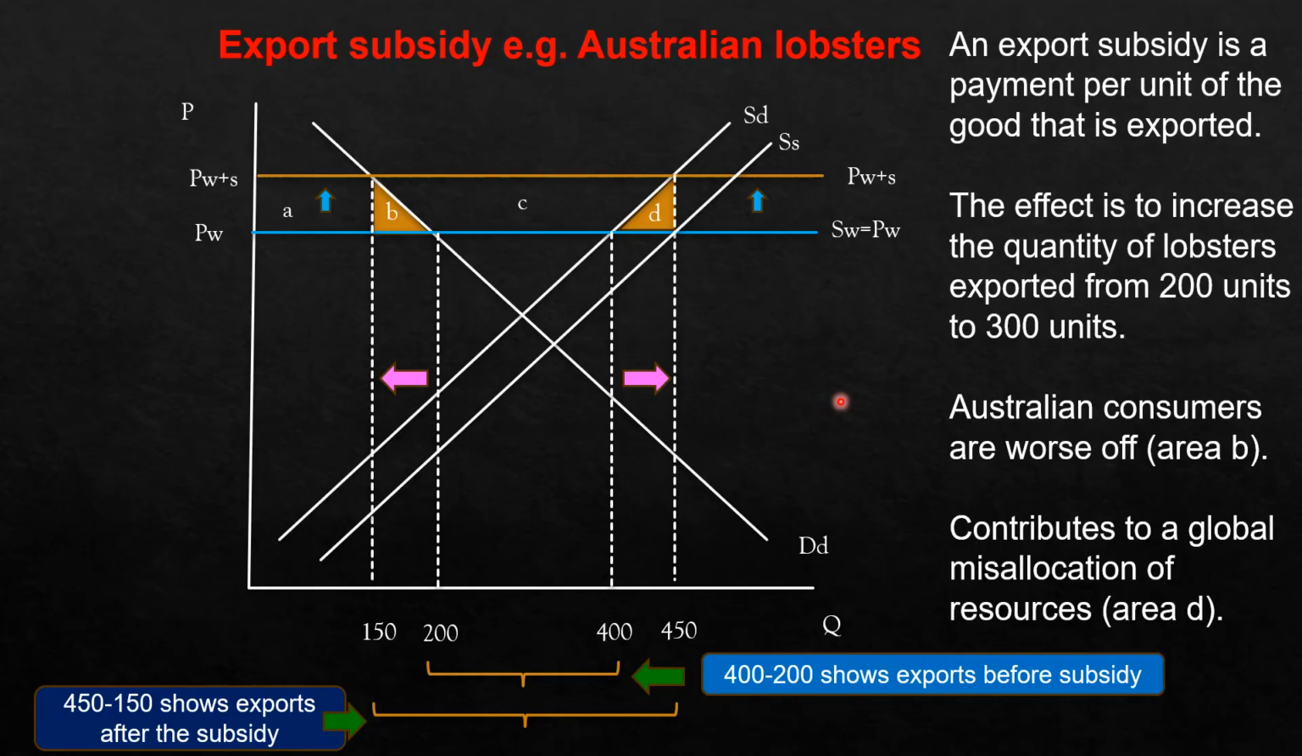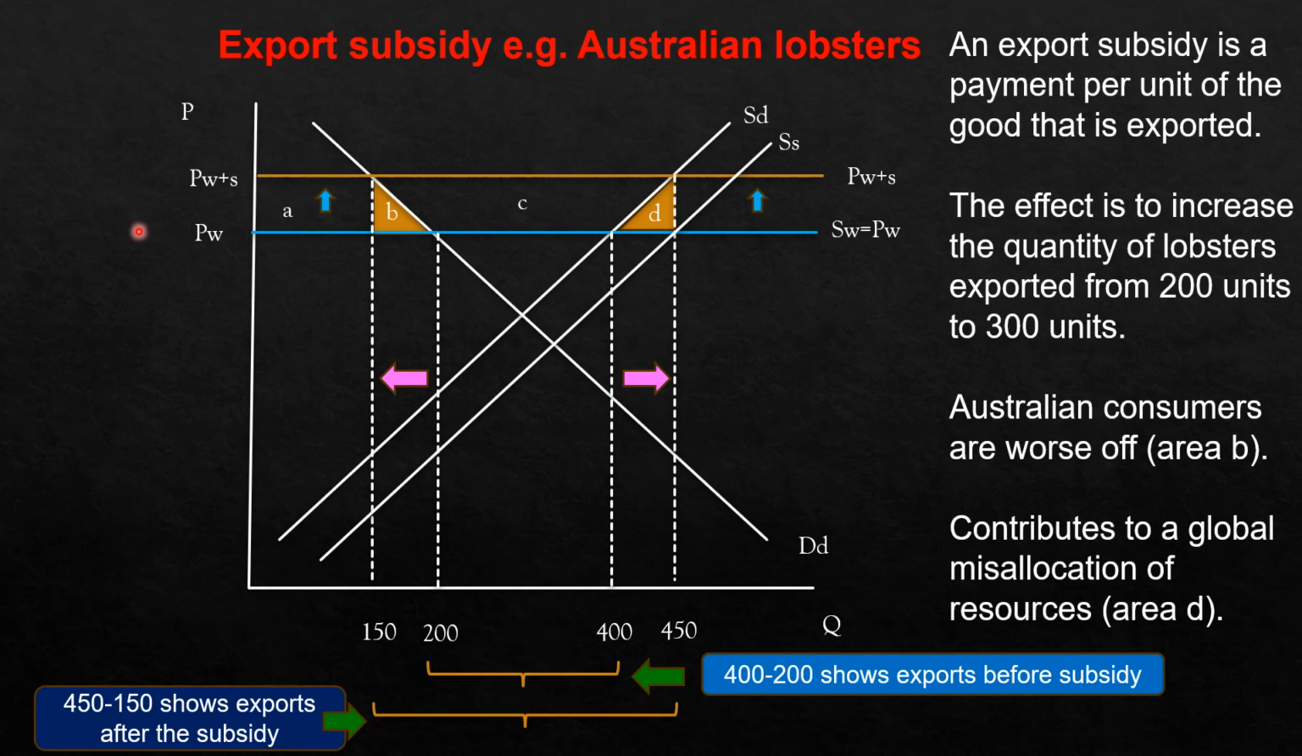While there are winners and losers, such as the Australian lobster producers and employees, who are obviously better off from this export subsidy, Australian consumers and taxpayers are worse off. Australian consumers are having to pay a higher price, which integrates the cost of the subsidy, which has been passed on to them, and obviously it costs taxpayers because it's a subsidy.